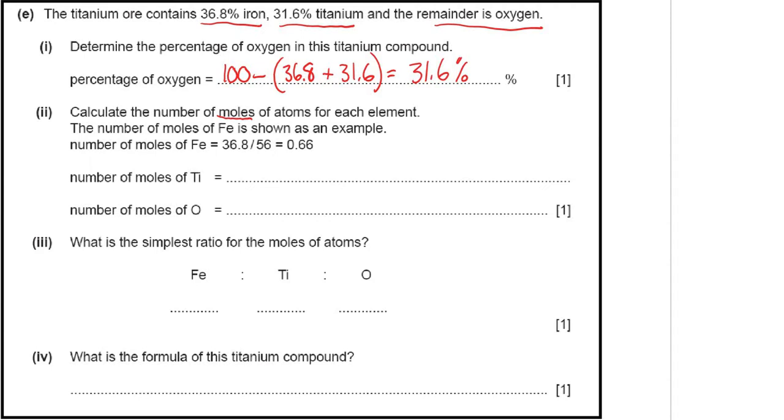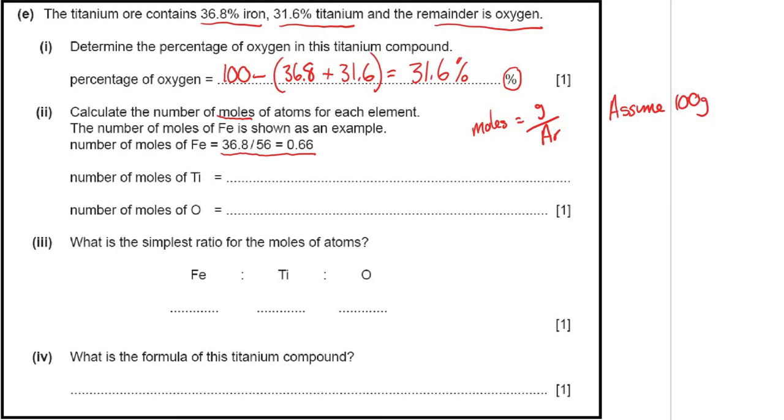Now it's asking us for moles, and we know that moles equals grams over AR. So always write that at the side so that you remind yourself what to do. It's given us an example here of how to do it. The number of moles of iron is grams of iron over the AR of iron. And you might think, well, we haven't got grams. Well, we've got percent. So with percent, assume we have 100 grams. So in 100 grams, we've got 36.8 grams of iron. So therefore, if we divide that by the AR, we have moles of iron.